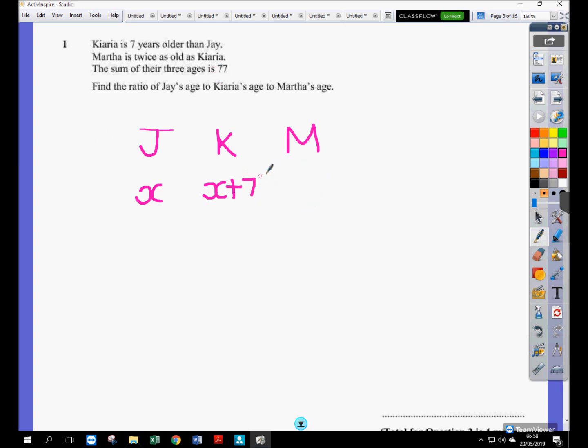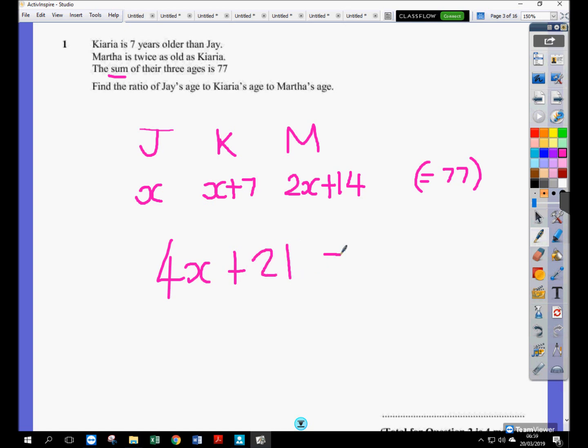Martha is twice as old as Chiaria, so double this one, and not 2x plus 7, but 2x plus 14. The sum of their ages is 77, so they all should add up to make 77. Okay? We can form an equation here. If you add them together, you end up with 4x plus 21 equals 77. Subtract 21 from both sides, and you end up with 4x equals 56. Then divide both sides by 4, and then x is equal to 14.